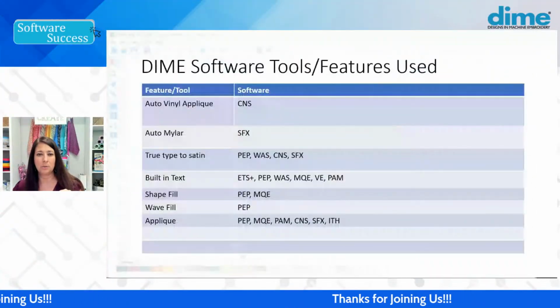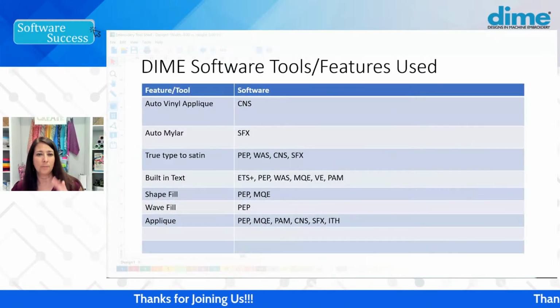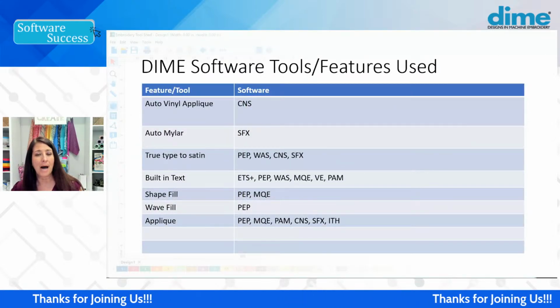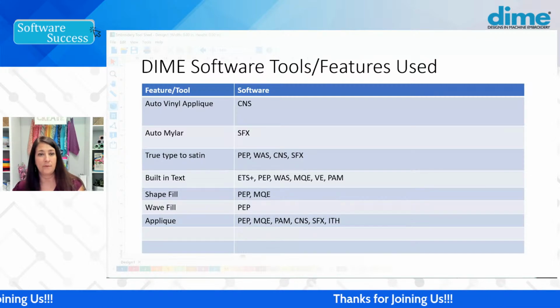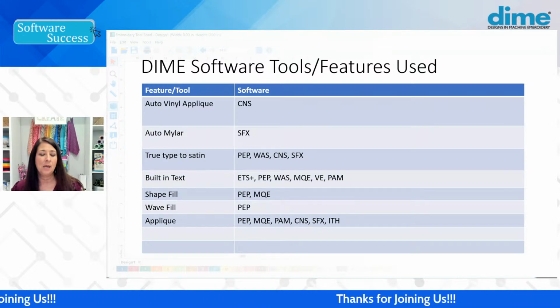The other thing I do like to do, and I'll share that with you as well. Let me head back to my presentations here. Just a reminder of the features that I was using. The auto vinyl applique feature is from the Cut and Stitch software. The auto mylar is from the Special FX. But then I was using those custom fills like the shape fill and the wave fill, and also applique features. Those are the programs that have those as well.